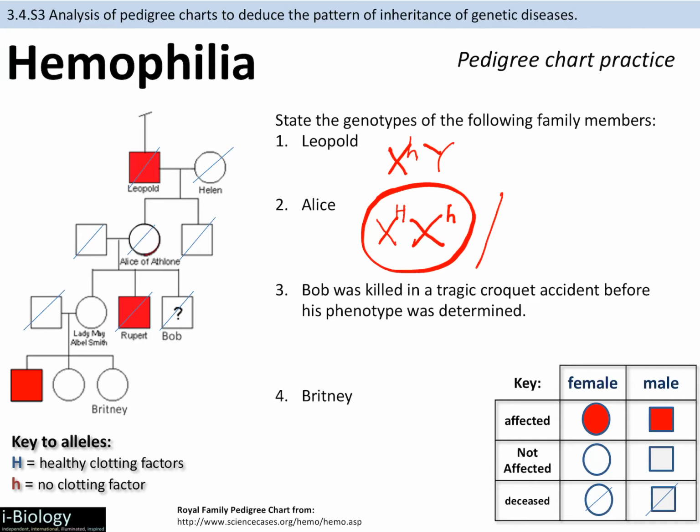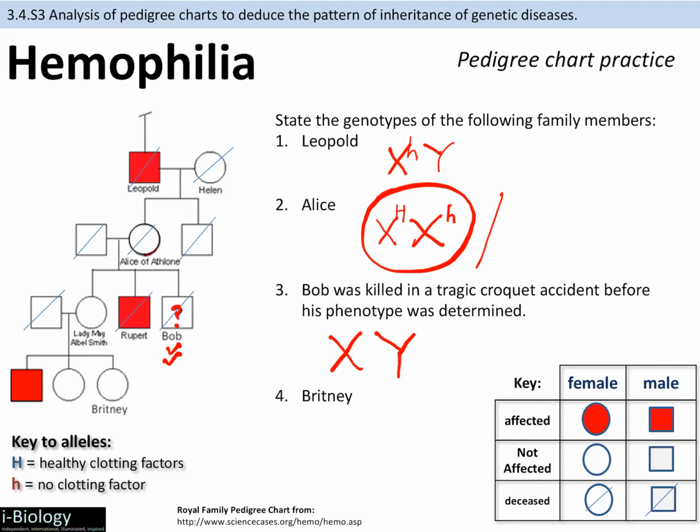Now Bob was killed in a tragic cricket accident before his... Okay, Bob is here. In the center of Bob, the question mark is there. It means it can be shaded. We do not know. So how about Bob's genotype? Bob is a boy.